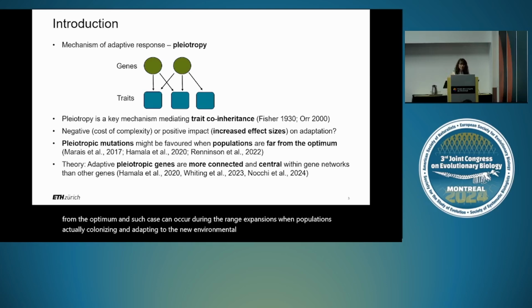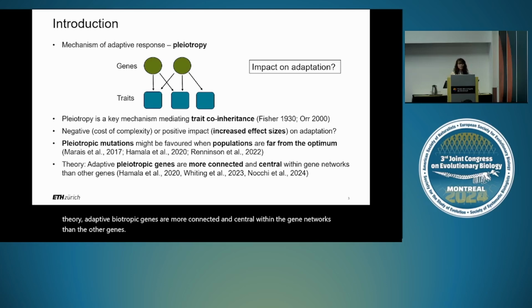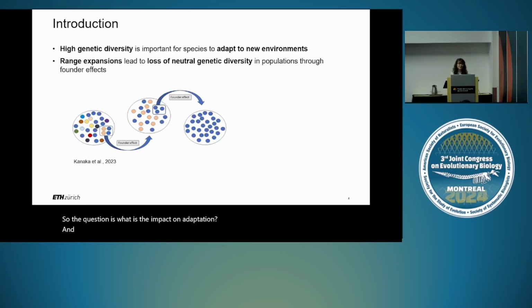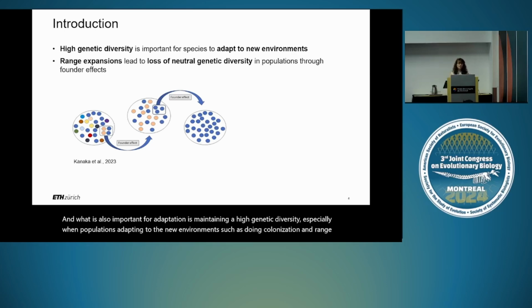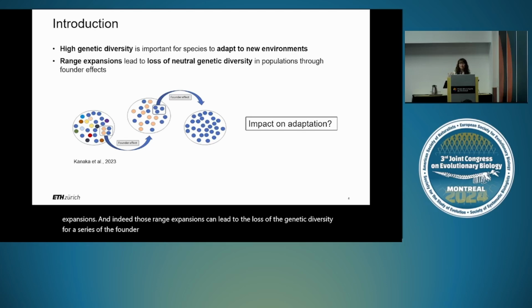According to the theory, adaptive pleiotropic genes are more connected and central within the gene networks than other genes. So the question is, what is the impact on adaptation? What is also important for adaptation is maintaining a high genetic diversity, especially when populations are adapting to new environments, such as during colonization and range expansions. Indeed, those range expansions can lead to the loss of genetic diversity through a series of founder effects. So the question is, what is the impact of that genetic loss on adaptation?